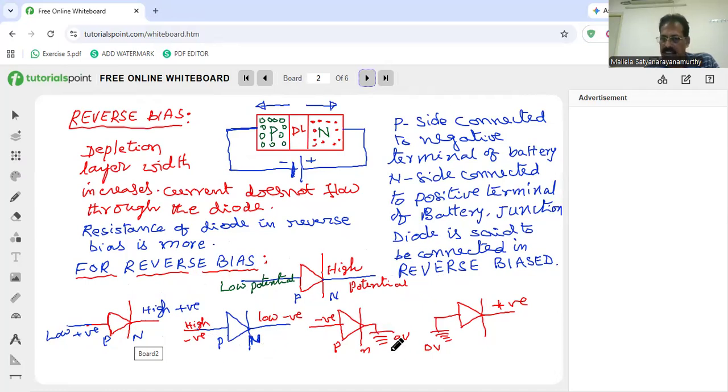If the N side is grounded, that is zero potential, the P side must be at low potential, so the negative terminal is connected to P. If the P side is connected to ground, that is zero potential, the N side should be connected to high potential, that is a positive potential. So this is about reverse bias.